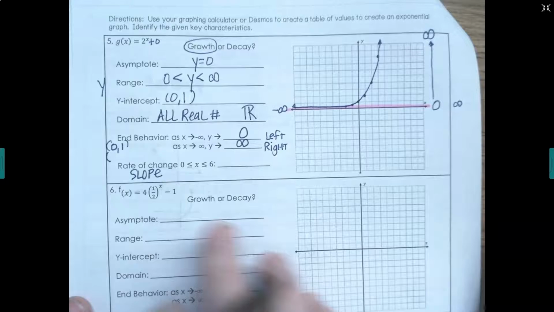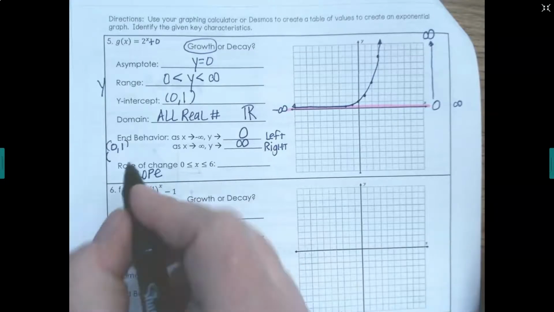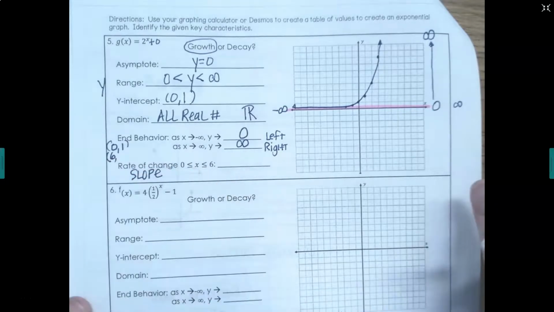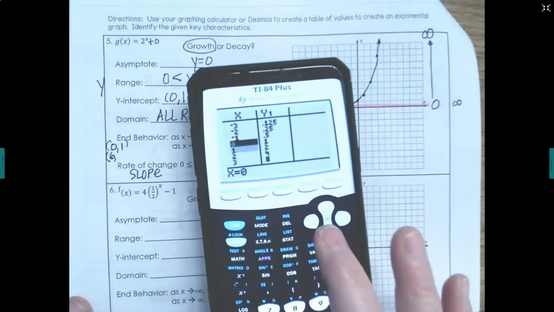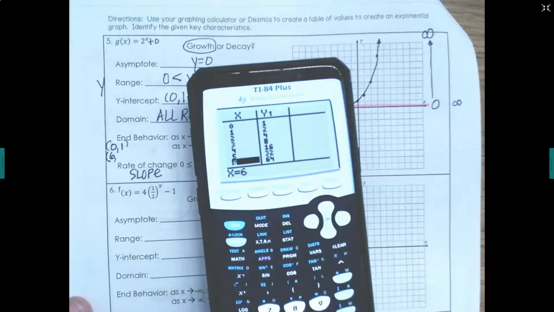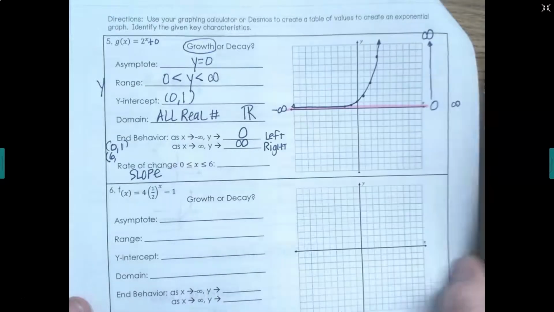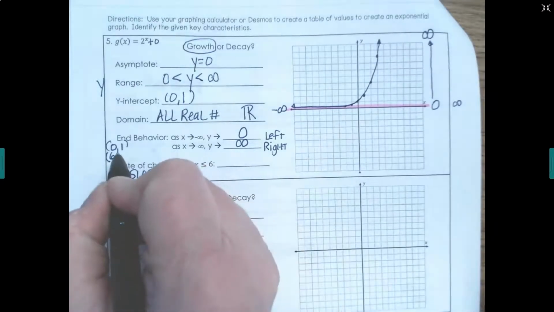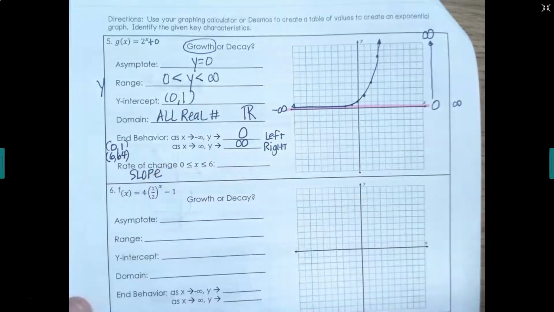The other point that we're interested in, the x value is 6. So I'm going to go look at my table of values where x is 6. And my y value there is 64. Okay? I have 2 points, so we're going to use the slope formula.